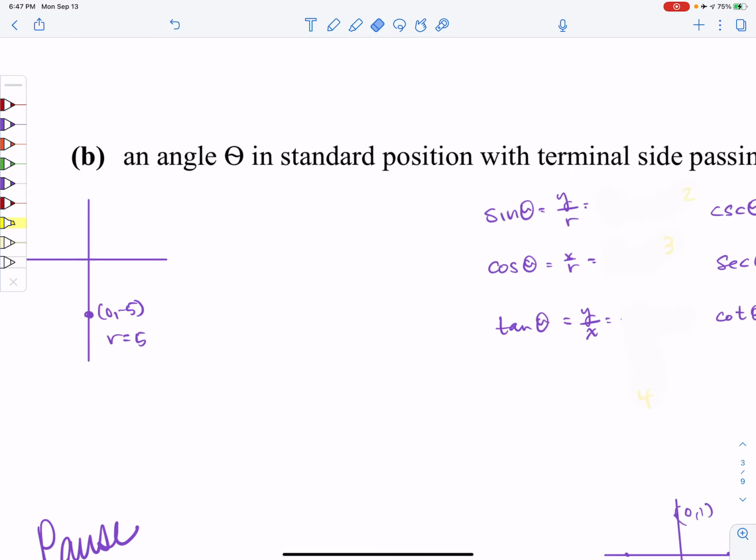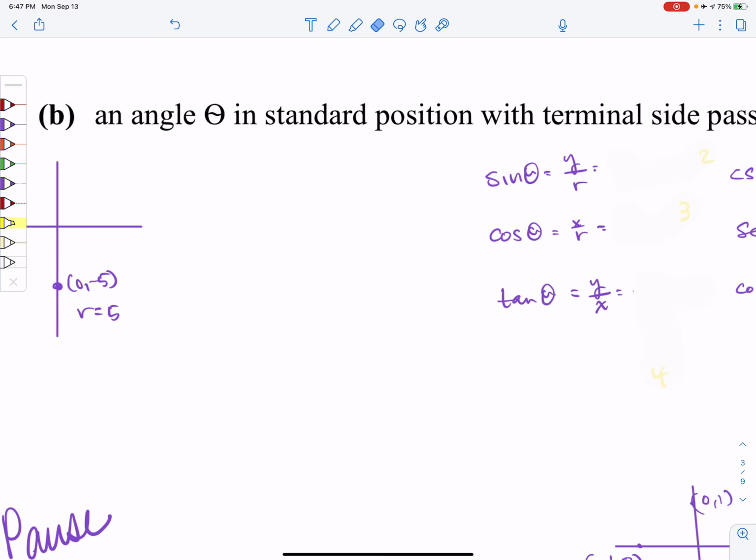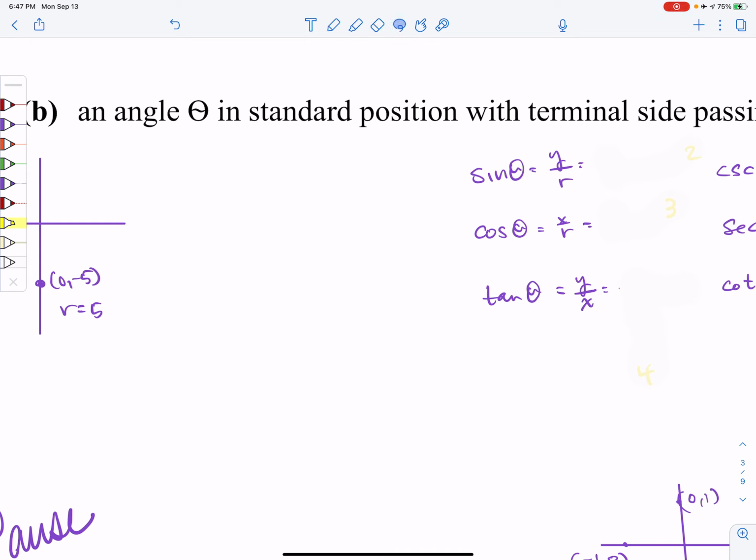So we go over here then, and we're going to take our Y value divided by our R value. So Y divided by R, -5 over 5 is a -1. For X over R, that's going to be 0 over 5, which is 0. And then for Y over X, I'll use my coordinate there. So -5 over 0, which is undefined.